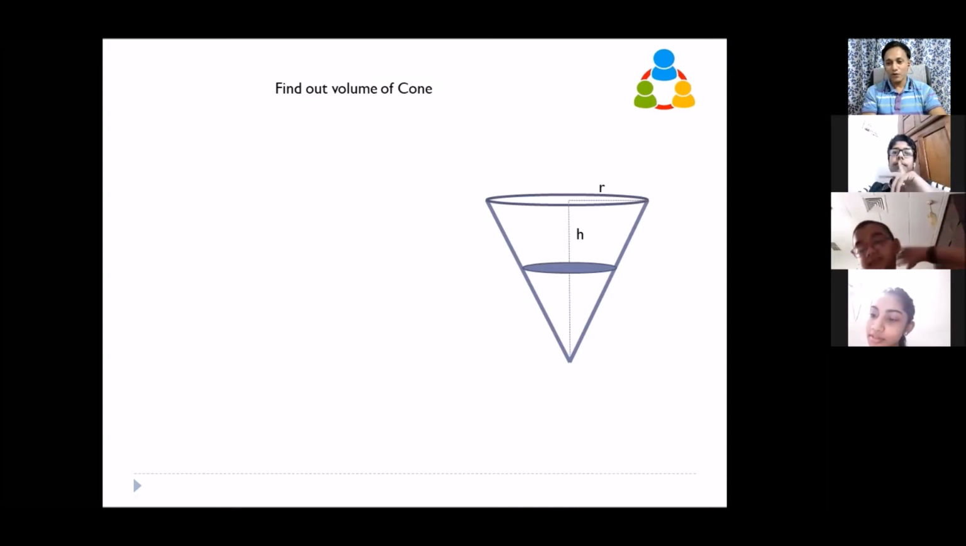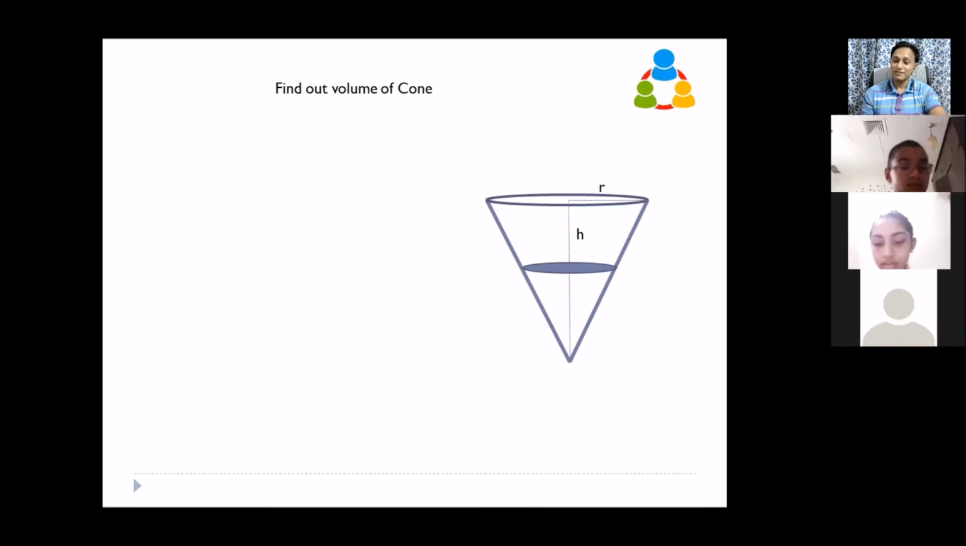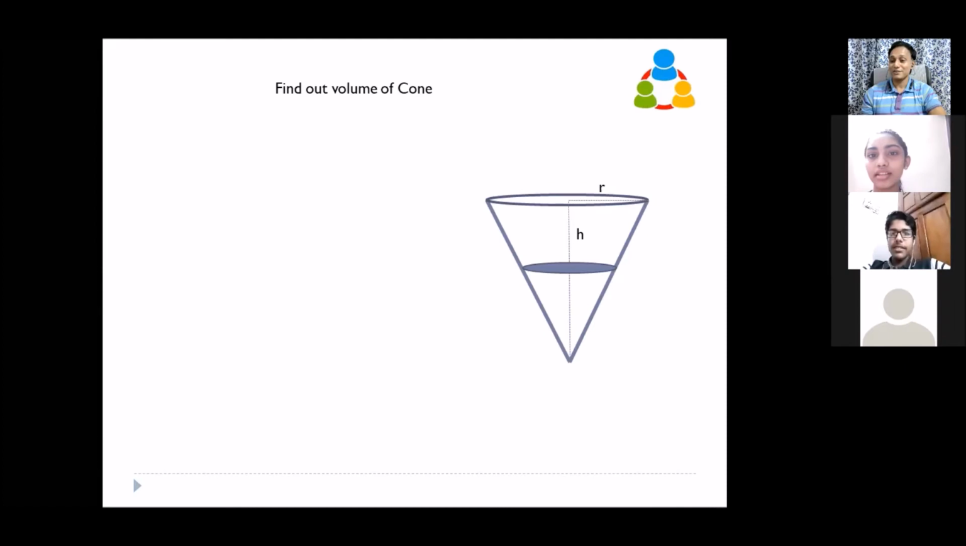What is the volume of cone you studied? Just Google and see what is the volume of cone. Pi r square h by 2. Is that the volume of cone? Just Google. Pi r square h by 3. So it is 1/3 of that, pi r square h by 3. So it is 1/3 of the volume of a cylinder, right?